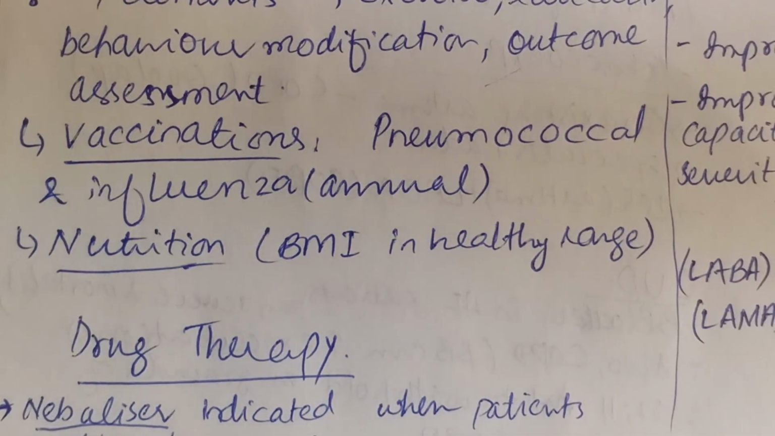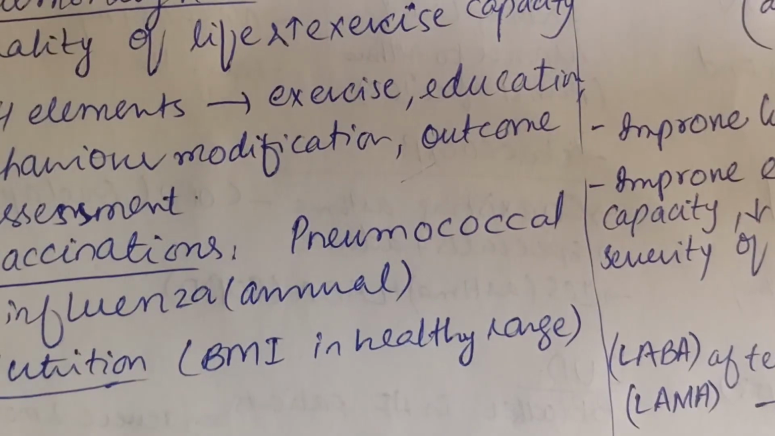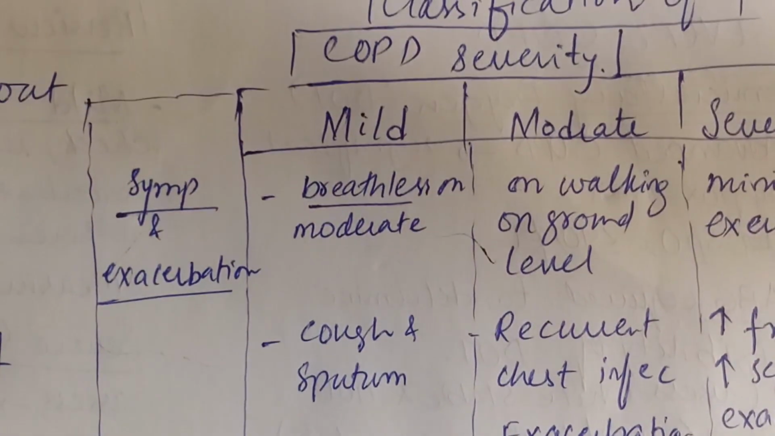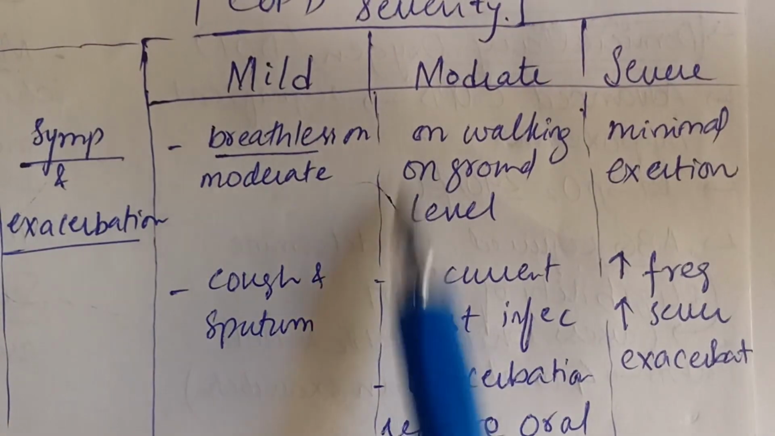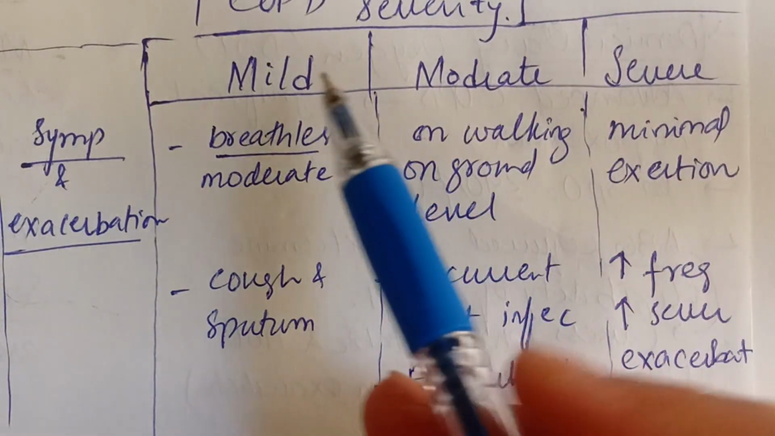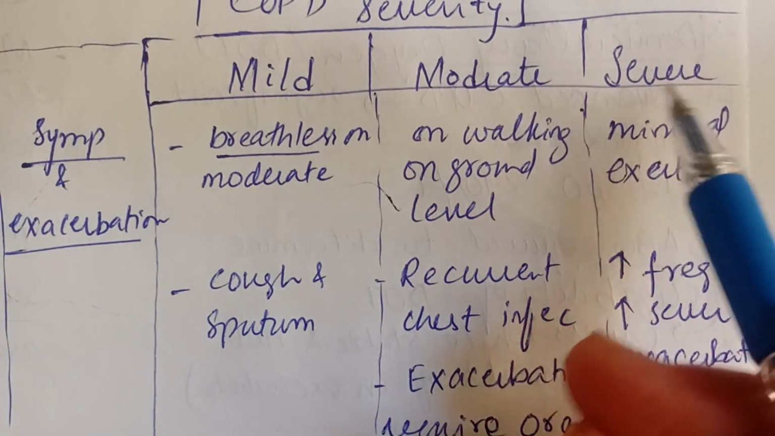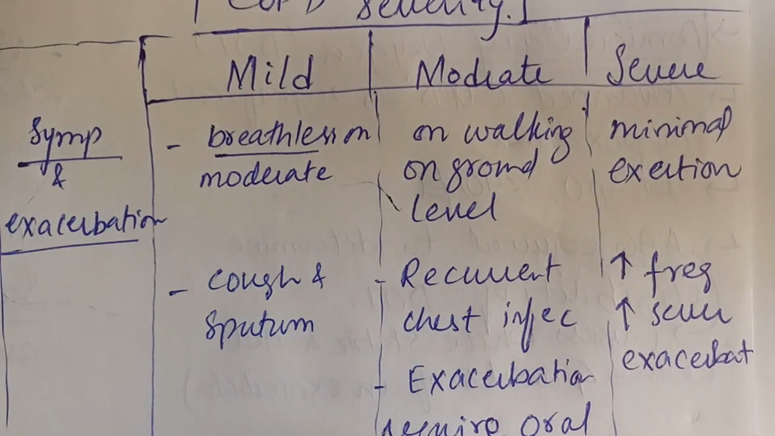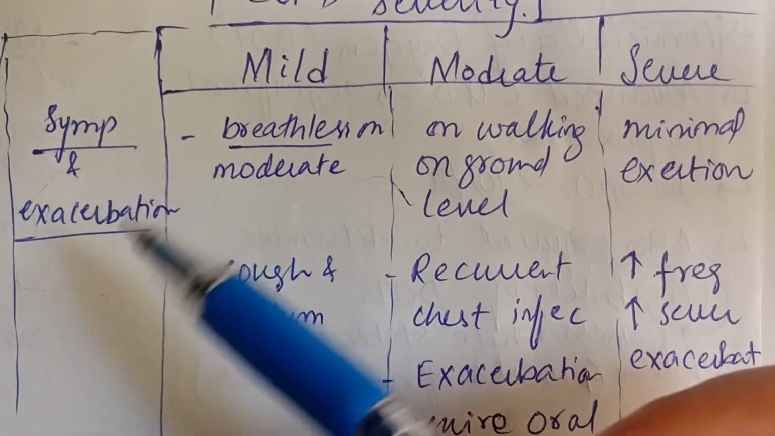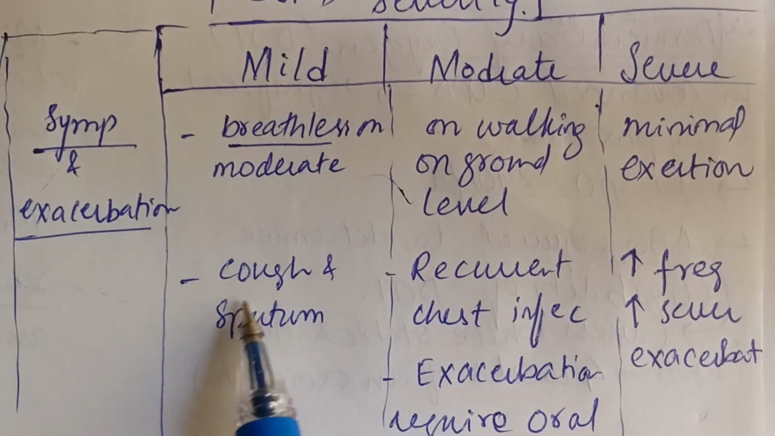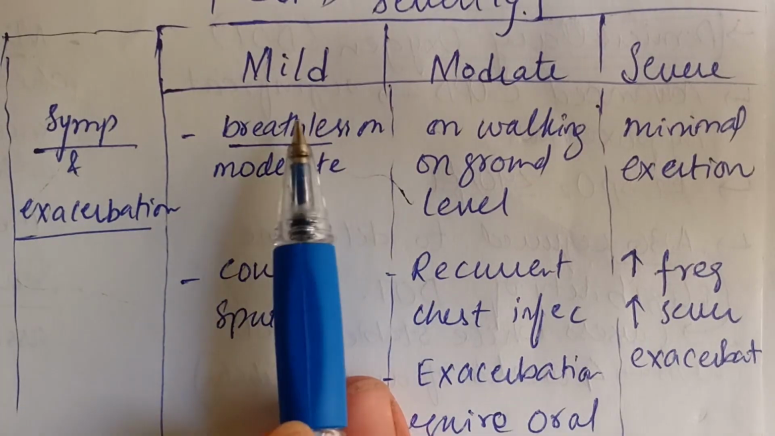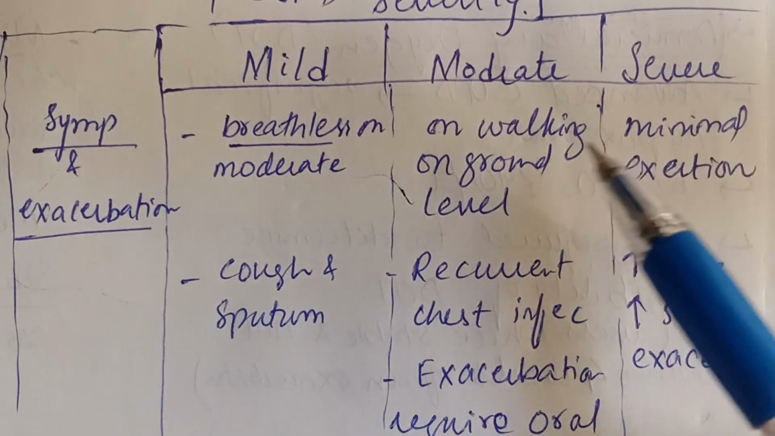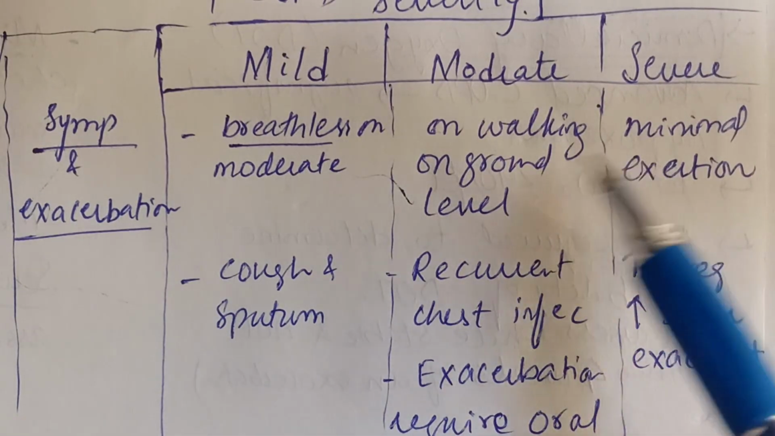Now, starting with the drug therapy. Before the drug therapy, I want you to see the classification of COPD according to severity. According to severity, COPD can be mild, moderate, and severe. And this classification is on the basis of symptoms, exacerbations, and lung function. So, if the patient has breathlessness on moderate activity and there is cough and sputum, the patient can have mild COPD. In moderate COPD, the patient would have breathlessness on walking on ground level.